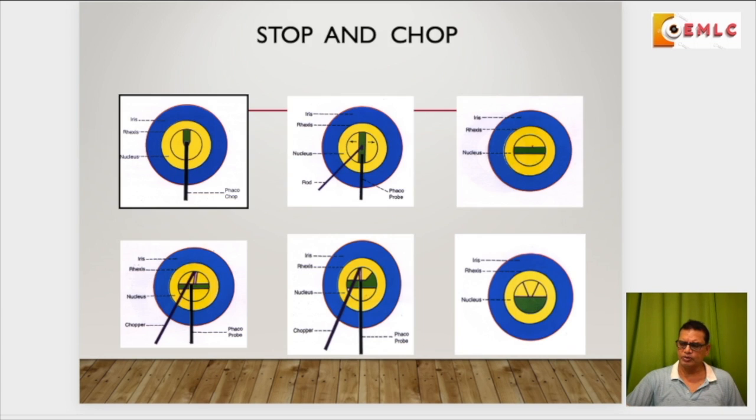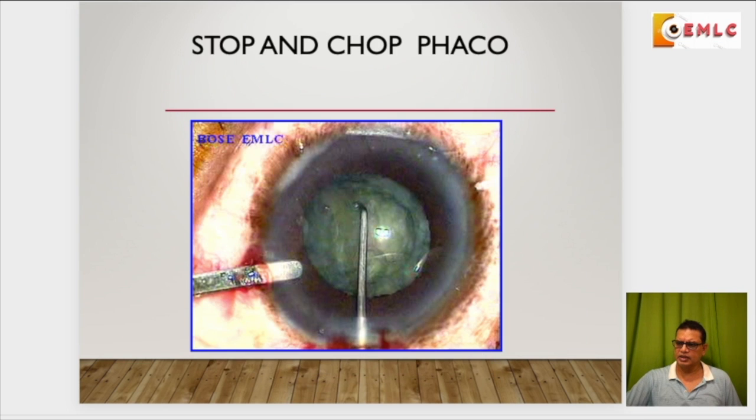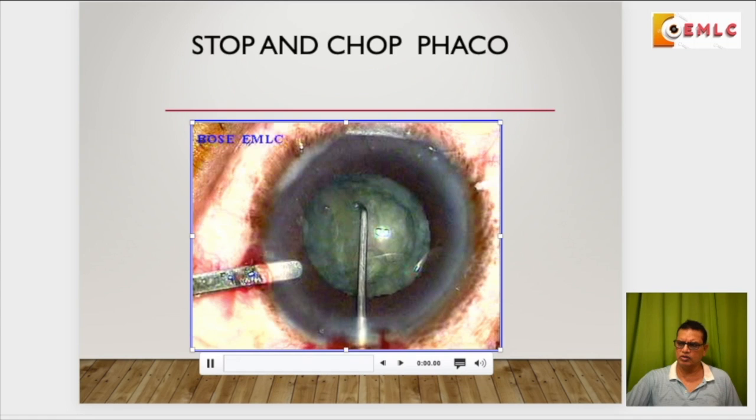In the stop and chop, you make a deep central groove, and instead of making a cruciate incision, you make a straight incision and then crack the fragment into two parts, and then with the help of a chopper, we remove the nuclear quadrants one after another. This is again a very old video.